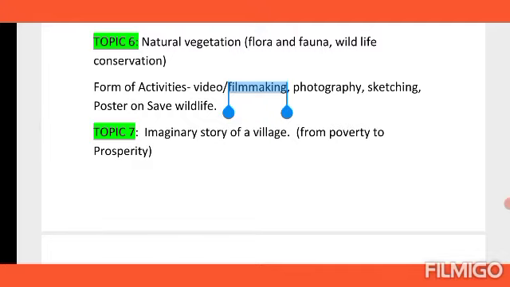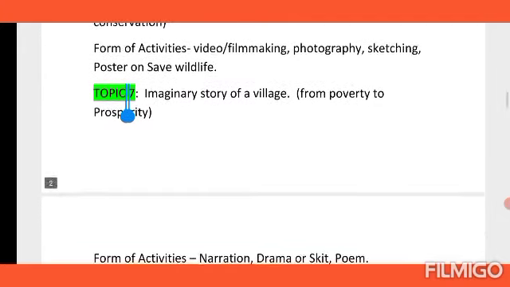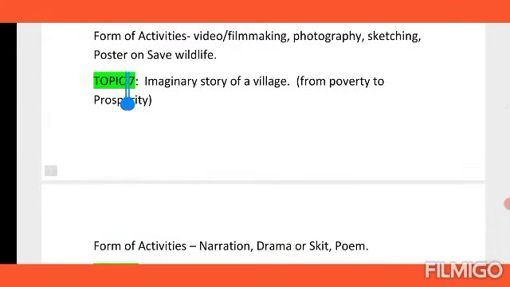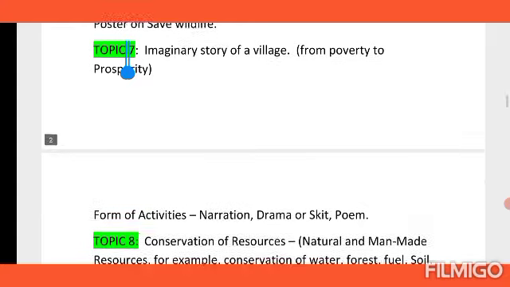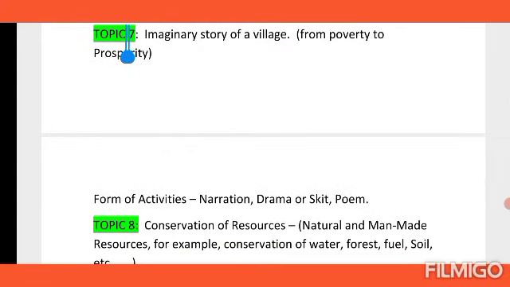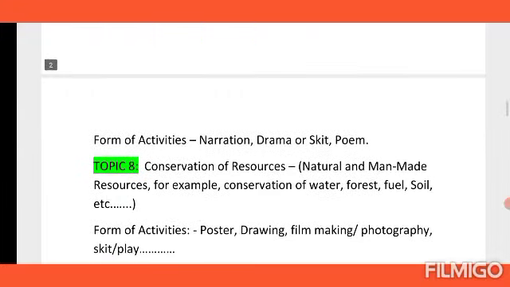And the seventh topic you can see here: imaginary story of a village from poverty to prosperity. Here you have to create and narrate a story, or you can create a drama or a small skit, or write a poem, where you show an imaginary picture of a village which has moved from poverty to prosperity. You have to show the growth and development of a rural area, how it has gone up to prosperity.